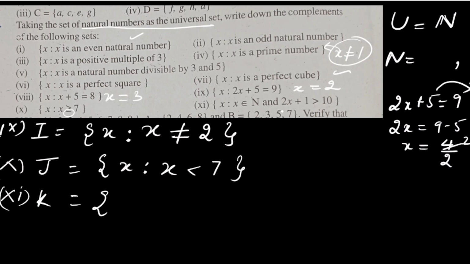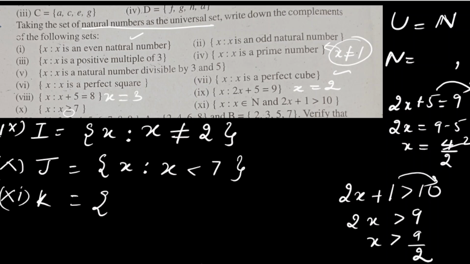X belongs to natural numbers such that, same way in 11th also we have to find the value of x. So 2x plus 1 is greater than 10. So I am just simplifying. 2x is greater than 9. See, 10 minus 1 will be 9. So x will be greater than 9 by 2. So that means in its complement, x will be less than equals to 9 by 2.